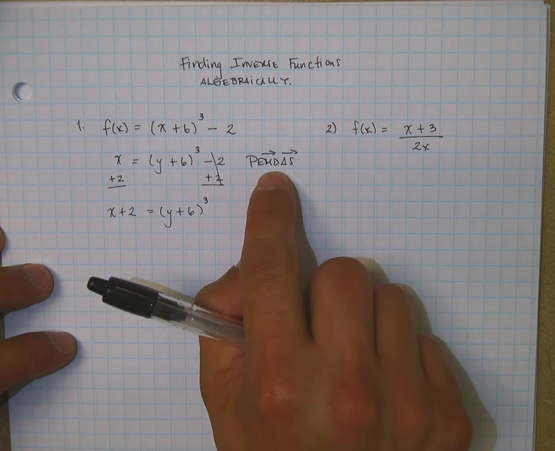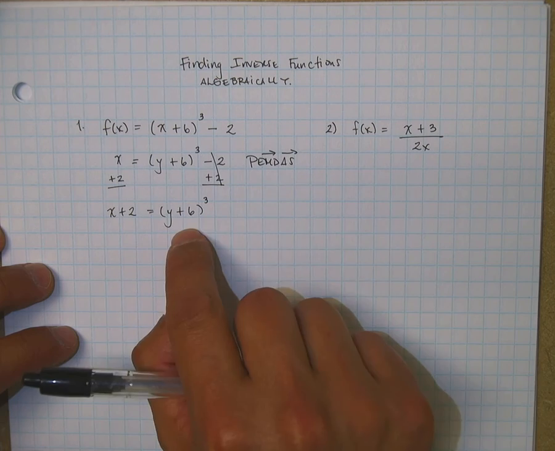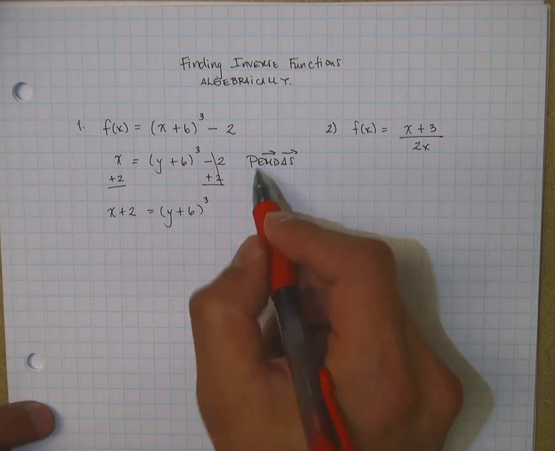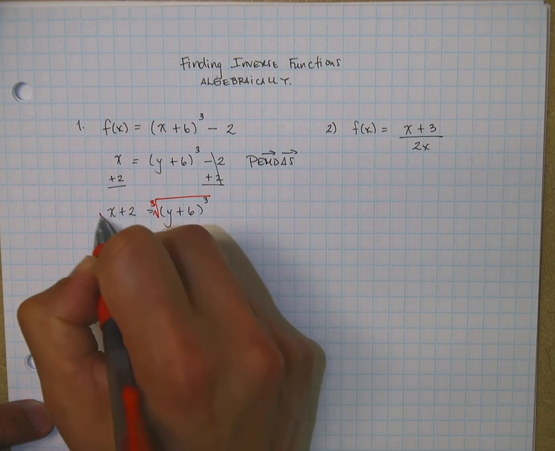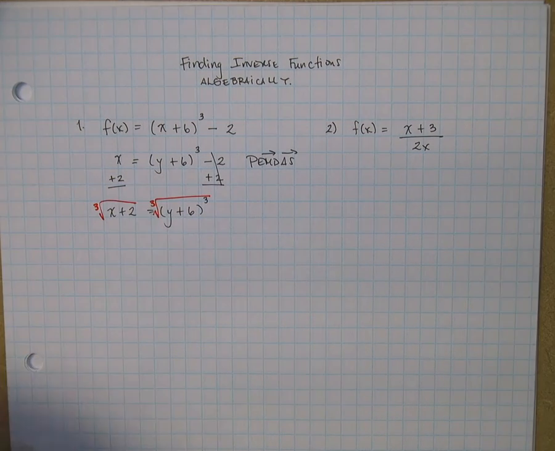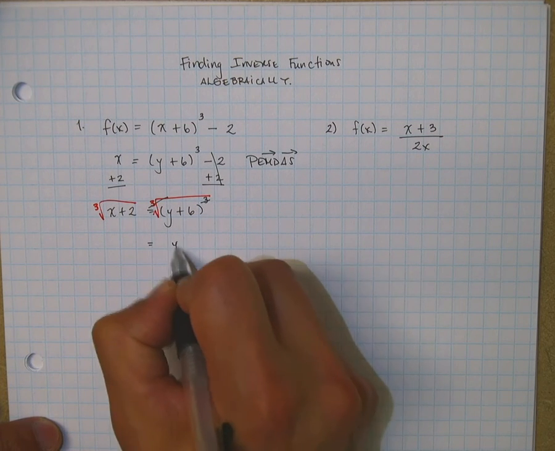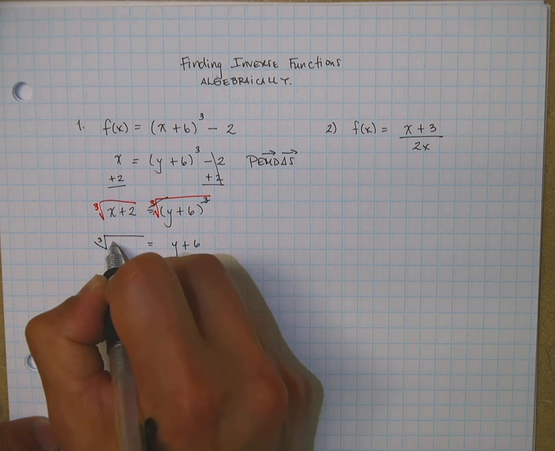Then we're going to undo addition subtraction, but I'm sorry, multiplication division. But if you notice, nothing's being multiplied here. So we move on to exponents. So in order to get rid of or simplify the cube, we have to take the cube root on both sides. Okay, so that's going to simplify the cube. That's going to leave us with y plus 6. And over here, we're going to have the cube root of x plus 2.